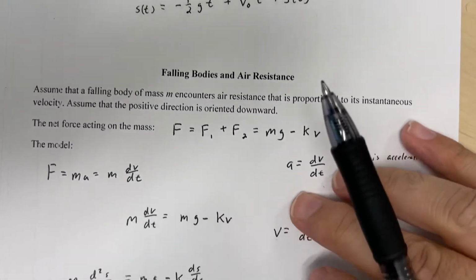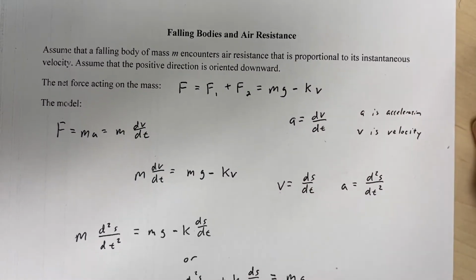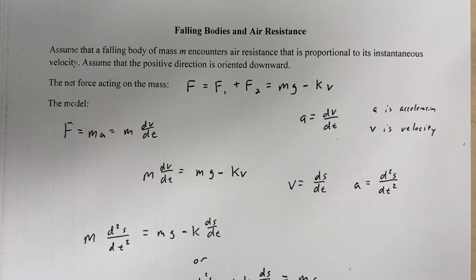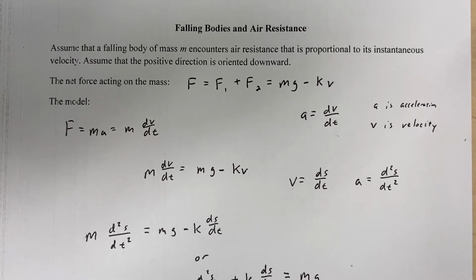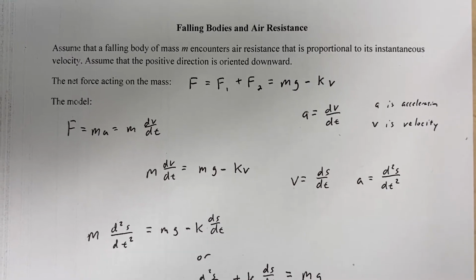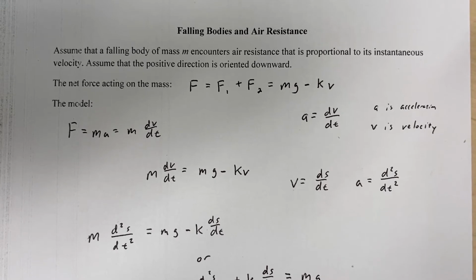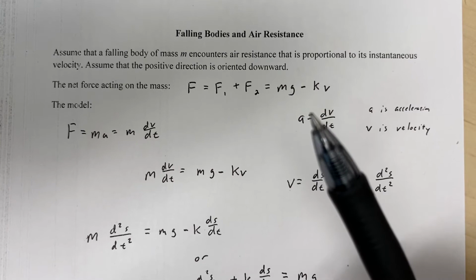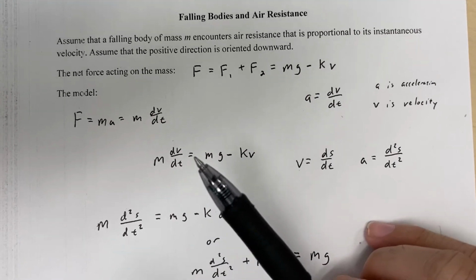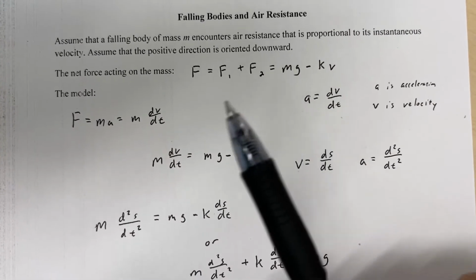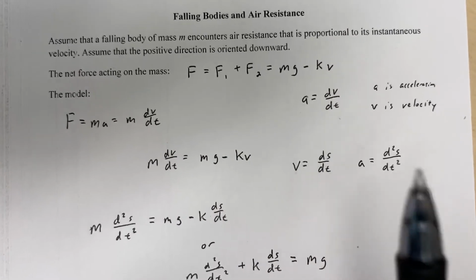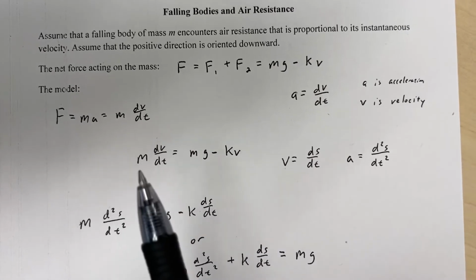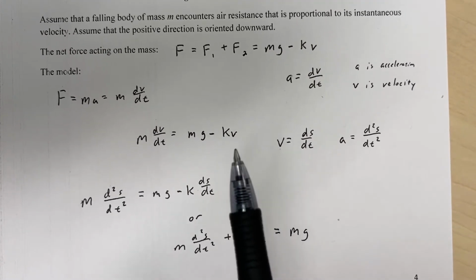The second thing is falling bodies and air resistance. So assume that a falling body of mass m encounters air resistance that is proportional to its instantaneous velocity. Assume that the positive direction is oriented downward. The net force acting on the mass, F equals F sub 1 plus F sub 2, is equal to mg minus kv. So the model that we're going to have for this is based off of, again, force equals mass times acceleration, where our acceleration is just the derivative of a velocity function, so we can write this as a first-order derivative, all right?